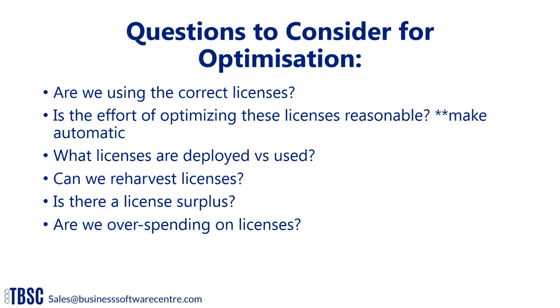Another question to consider for optimization is what licenses are deployed versus what are used. So an example of that is surplus, as I mentioned earlier. Perhaps you have many licenses that are deployed and being used, but then you notice that there are one or two that you purchased and they're not allocated to anybody. Ask yourself these questions. Why exactly aren't these deployed yet? Who were these allocated to? Why do we have these?